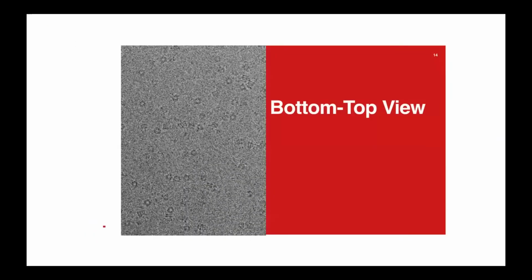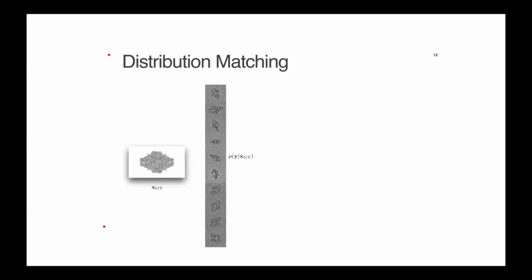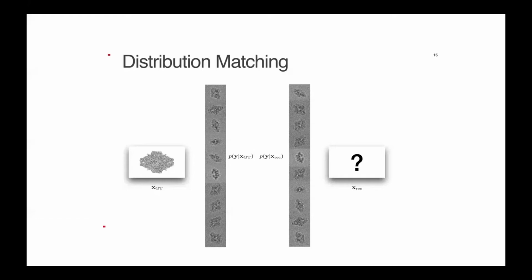Now we'll go to the bottom top view of the method. So our method hinges on a method called distribution matching, where you have, let's say, the real ground truth, the actual biomolecule structure, and we have the distribution of the projections given this ground truth, and we represent it by a probability p(y | x ground truth). And then we are trying to reconstruct a structure called x_rec, and we are trying to reconstruct it in such a way that its distribution is given by p(y | x_rec).